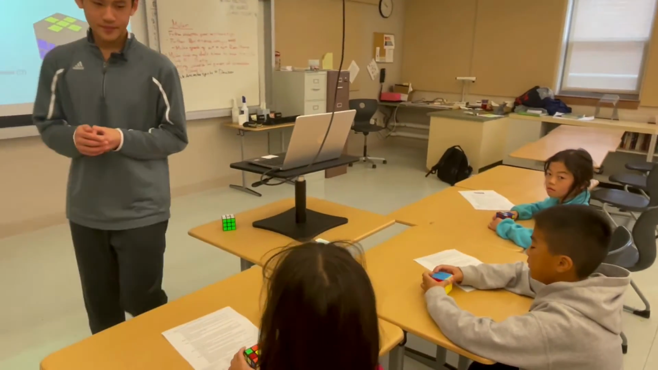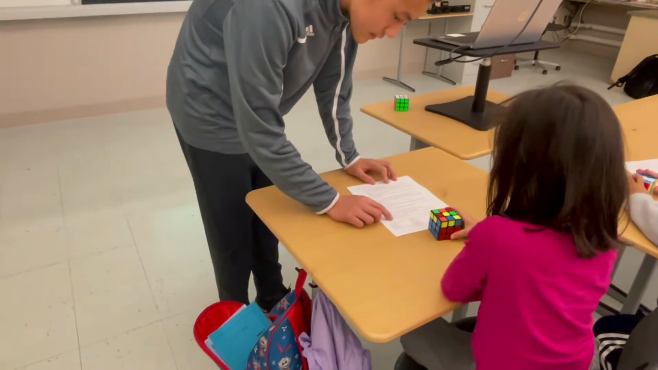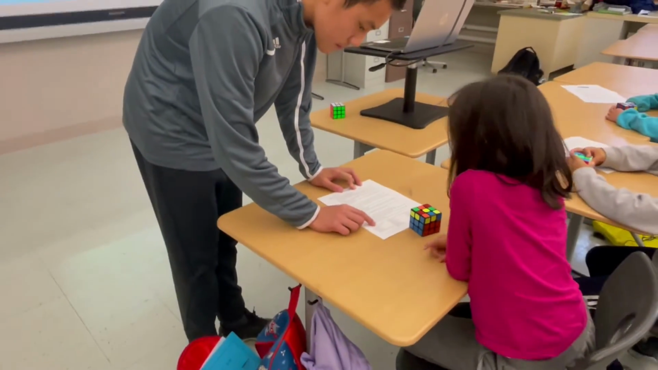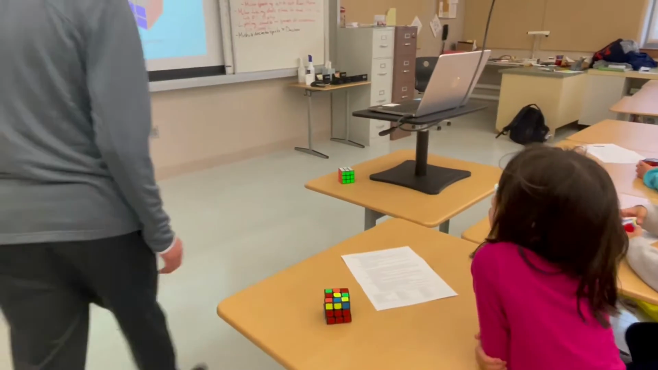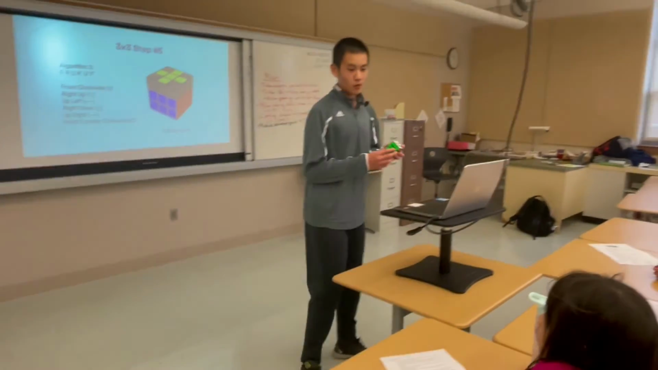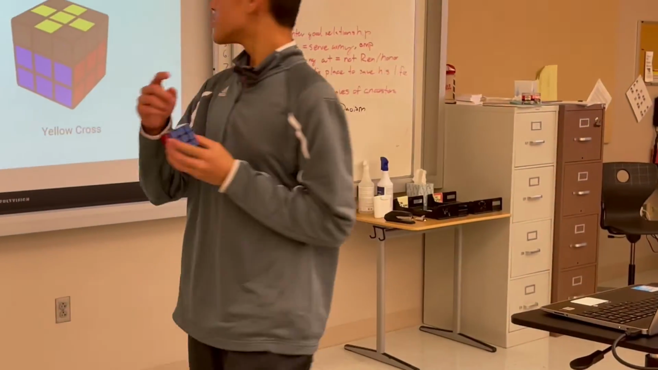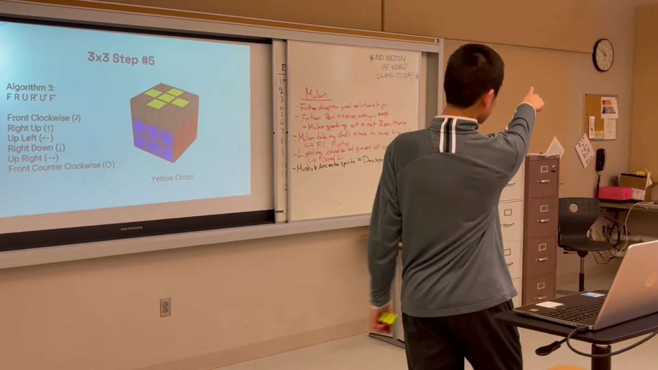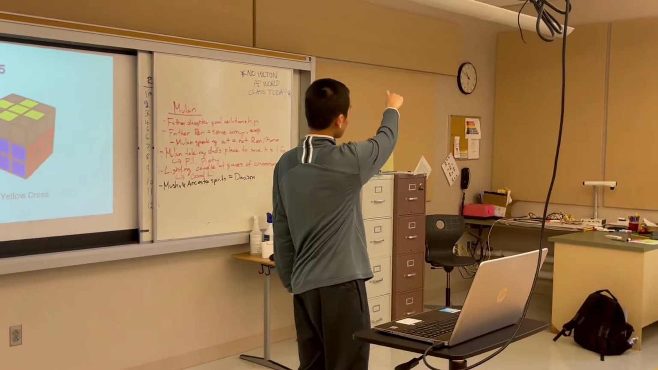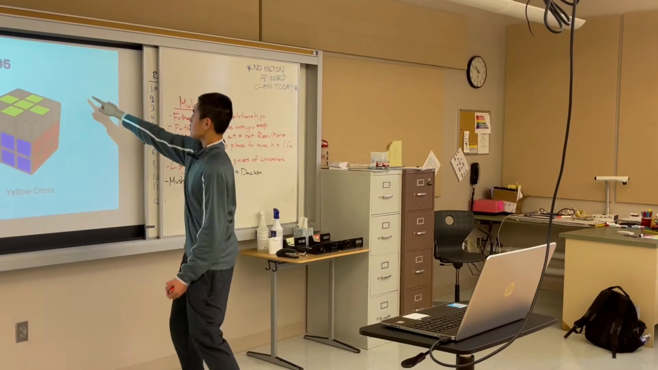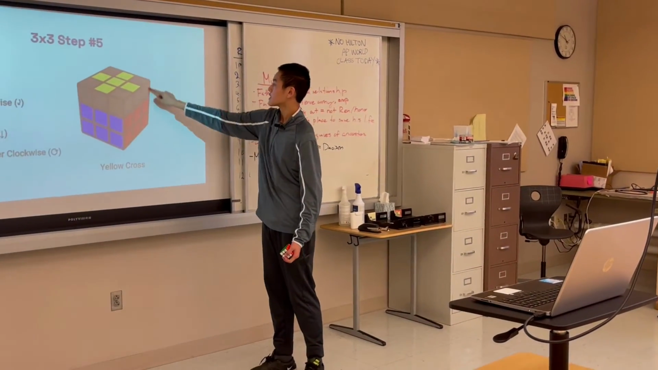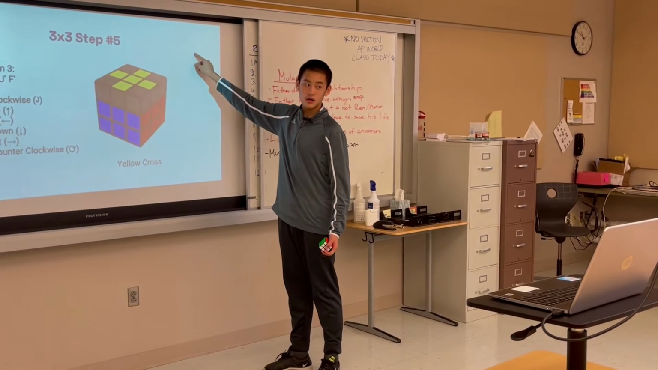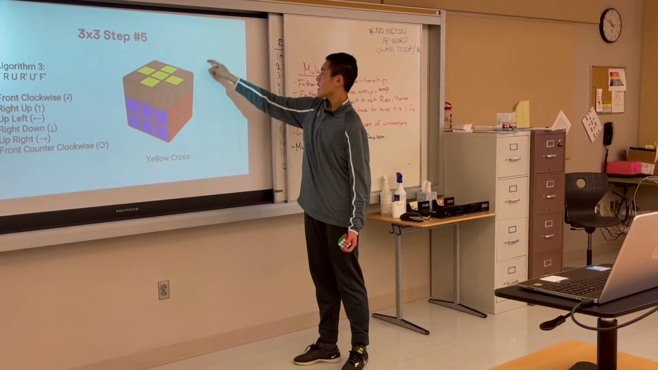Yes, I do. So this one's algorithm 3. Oh, wait, sorry. Yeah, clockwise. So this is clockwise. Do you see how a clock turns? A clock turns like this. And counterclockwise is this because it's turning the opposite way of a clock. So clockwise is this.